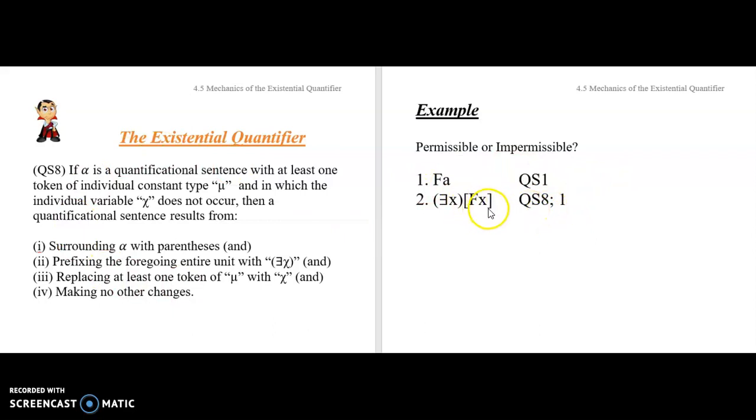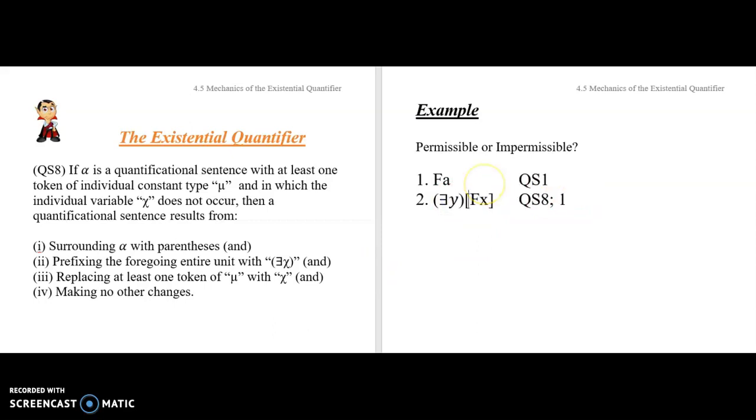All right, hopefully you've had a chance to pause and think on this, but this is absolutely permissible. Go ahead and do it. This is no problem, right? We took this entire sentence, put it in parentheses, which is what we have here. We surrounded the whole thing with parentheses. We prefixed the entire unit with this, and then we replaced one token of the individual constant a with x, and x did not occur in the previous line, and so this is absolutely okay. We didn't make any other changes. So this is in fact a sentence by this demonstration here. So permissible.